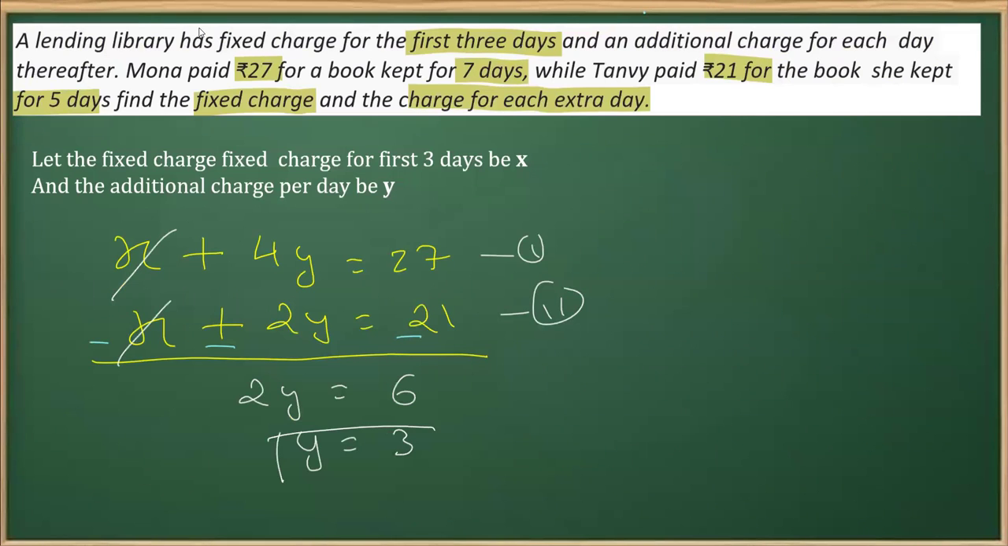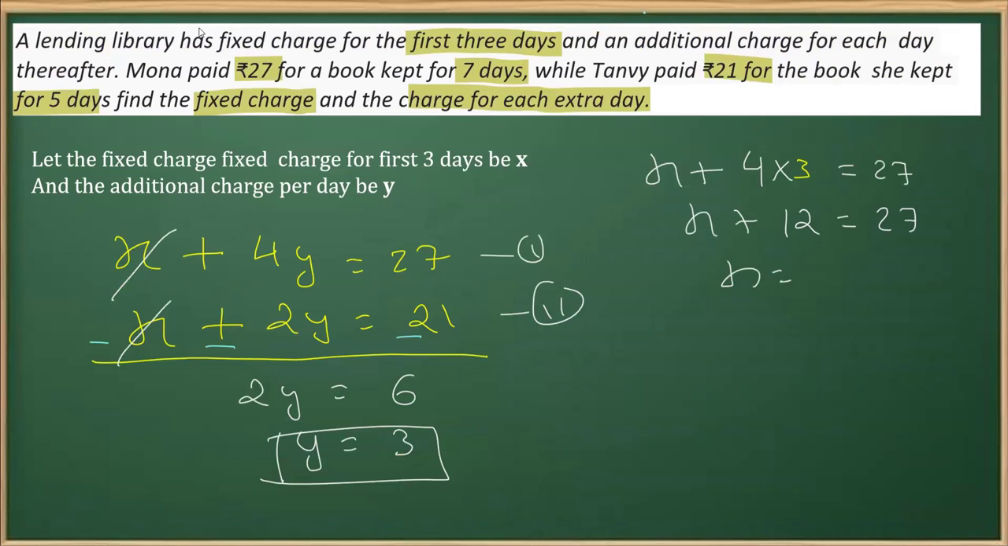Now we got the value of Y. In order to get X, I'm placing the value of Y as 3 in the first equation. So this is X plus 4 times Y, and Y we calculated as 3. So this is X plus 12, since 4 into 3 is 12, is equal to 27. So X is equal to 27 minus 12. So X is equal to 15.